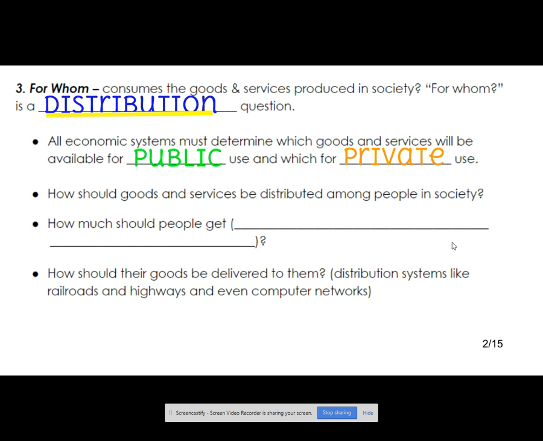How should goods and services be distributed among people in society? In other words, should it be equal? Should everybody have access to these things? Or should it be by ability to pay?